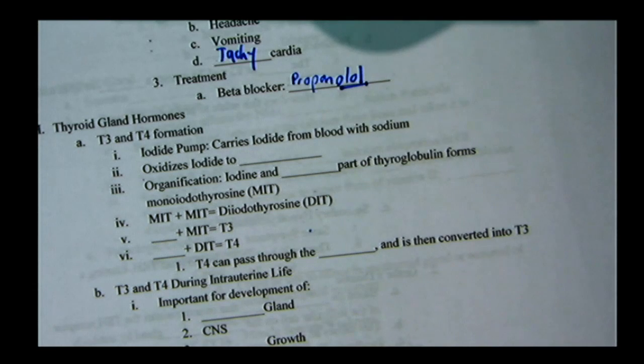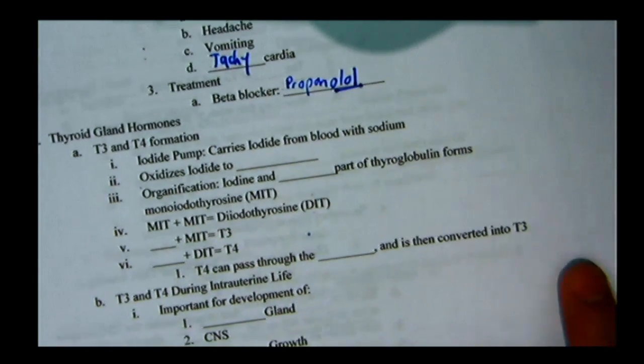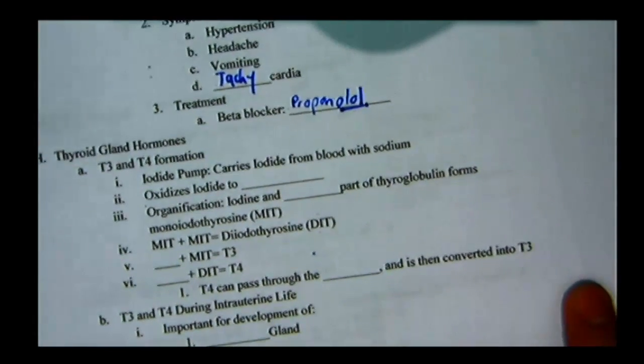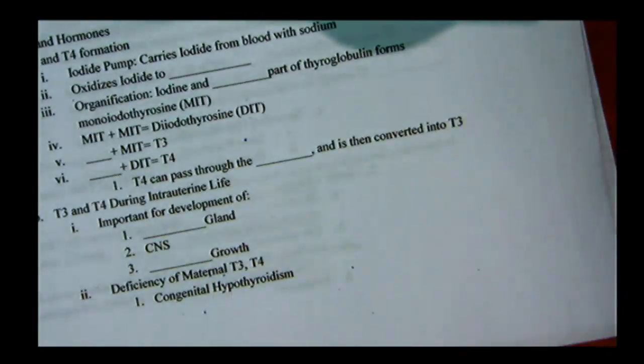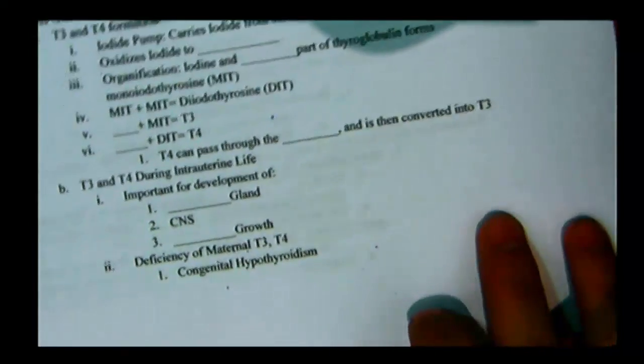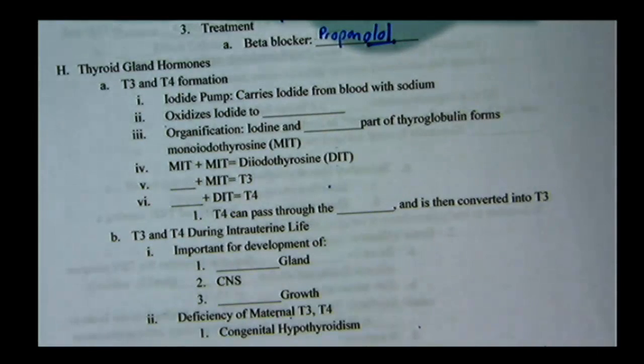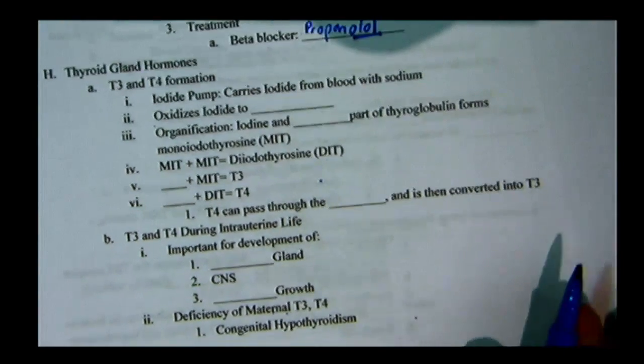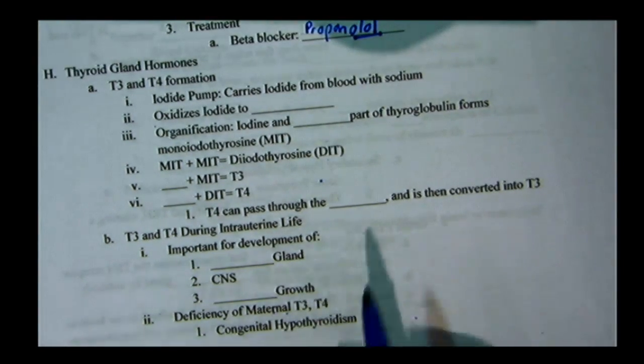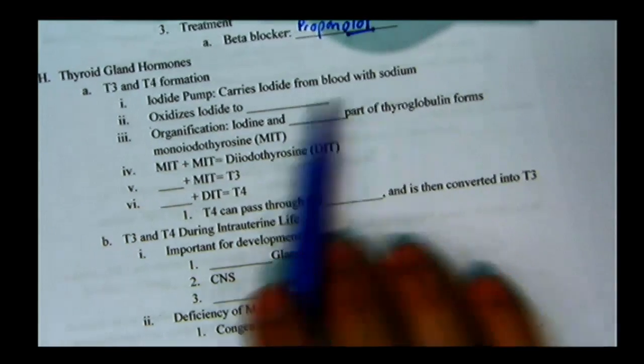So now we're at T3 and now we're at thyroid gland. So we're away from the adrenal cortex, adrenal medulla, adrenal gland, and now we're at the thyroid gland. So T3 and T4 formation. This is really important. There may be a question on this. So the iodide pump carries iodide from the blood with sodium. It oxidizes iodide to iodine.